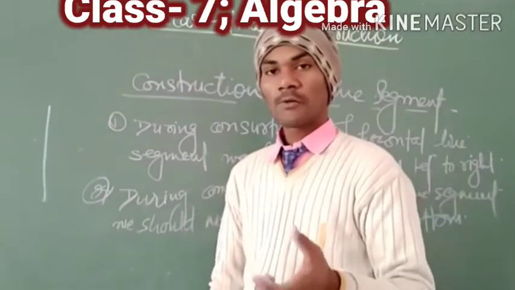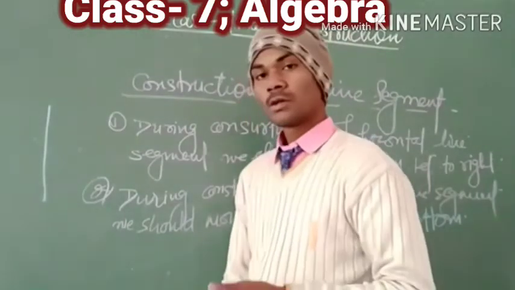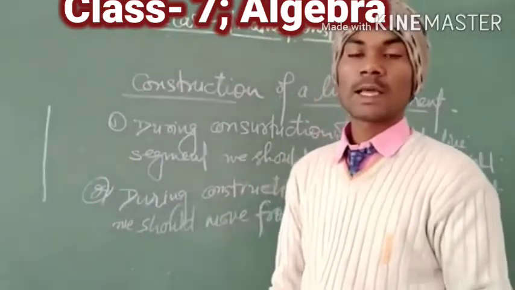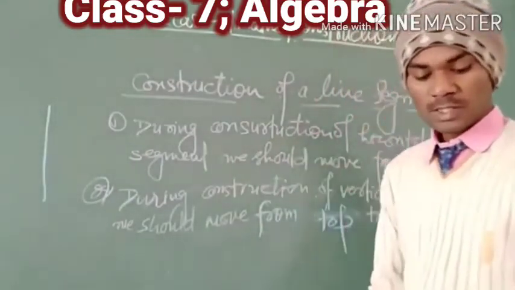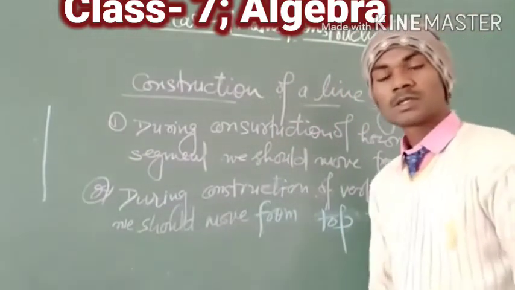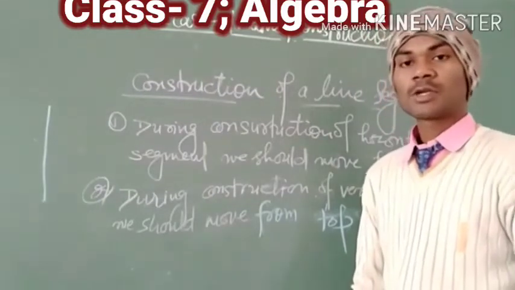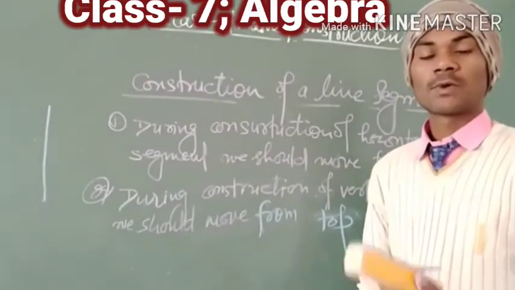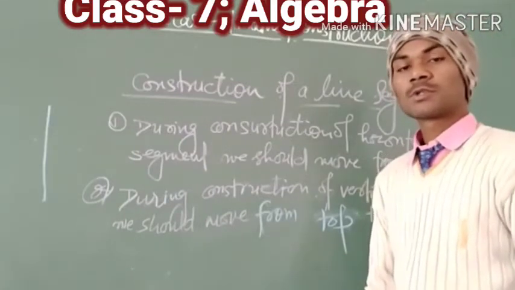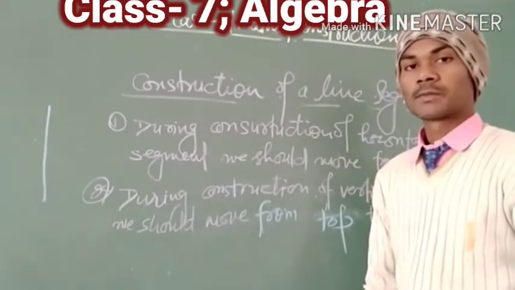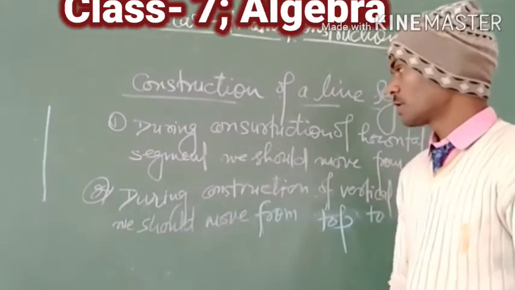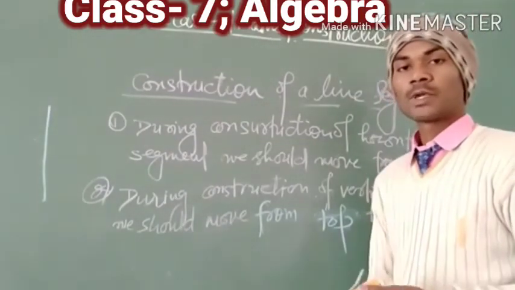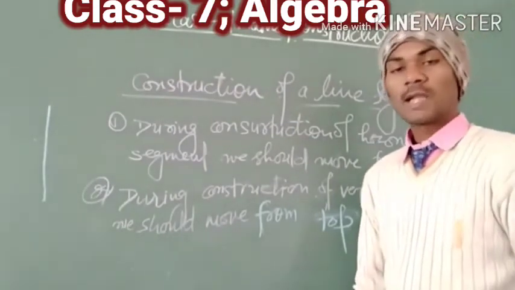Okay, so these are a few rules, a few precautions during the construction of the line segment, how we start. So during the construction of a horizontal line segment, we must move from left to right. During the construction of a vertical line segment, we have to start from top to bottom. Okay, I hope it is clear. Now let us see what are the ways through which we can draw the line segment.